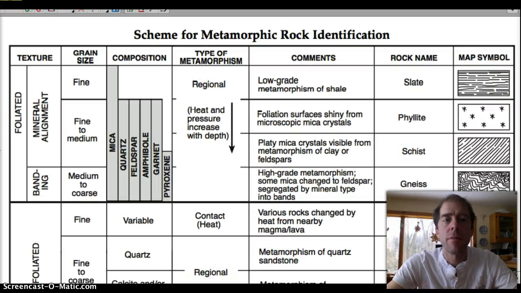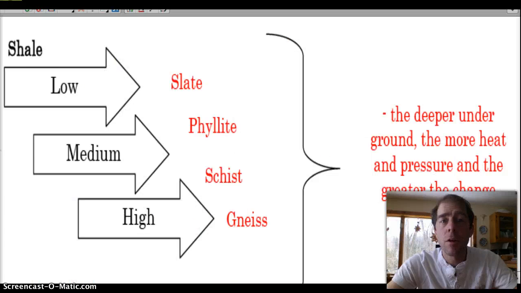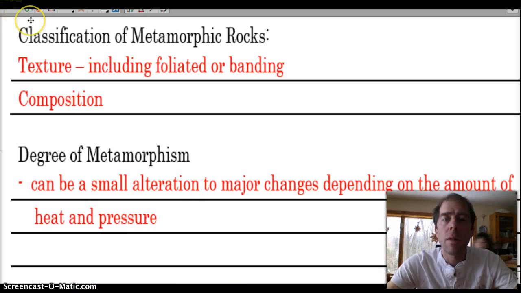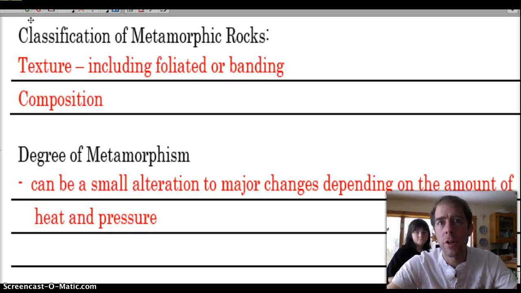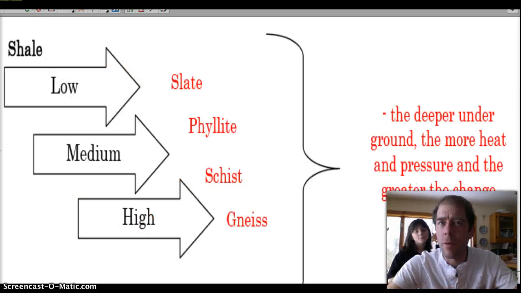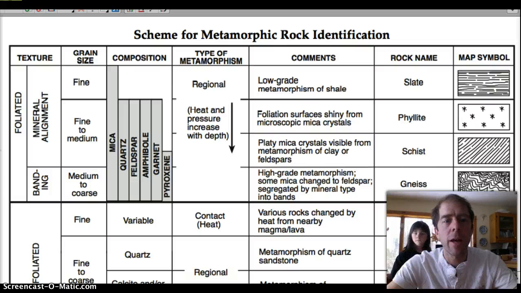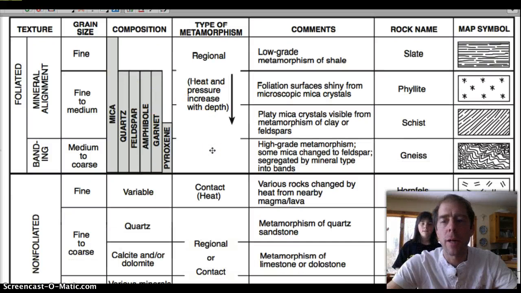And I think that's it. So we're going to spend some time in class with this chart and working with the chart. If it's a little bit confusing, I understand that, and we will get you some practice with that.